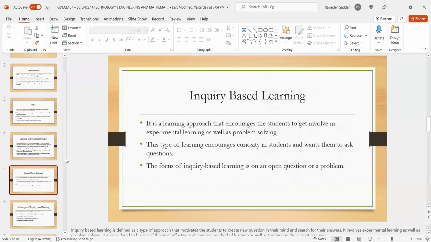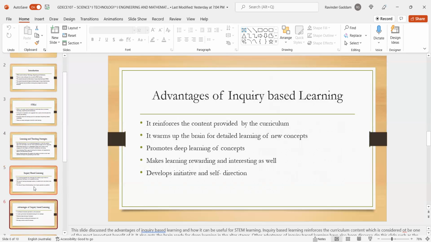An advantage of inquiry-based learning is that it reinforces the content provided by the curriculum. It warms up the brain for detailed learning of new concepts, promotes deep learning of concepts, makes learning rewarding and interesting as well, and develops initiative and self-direction. And the next slide.